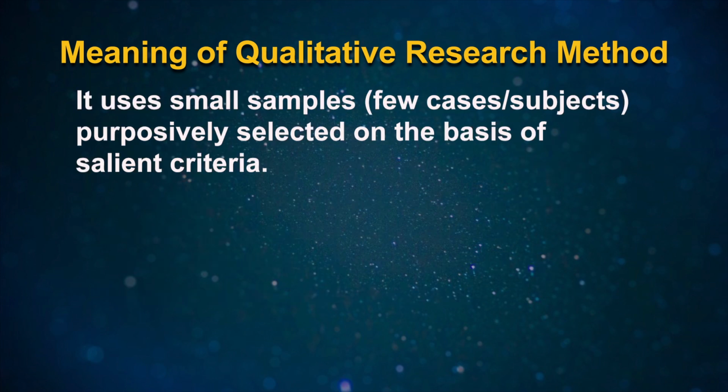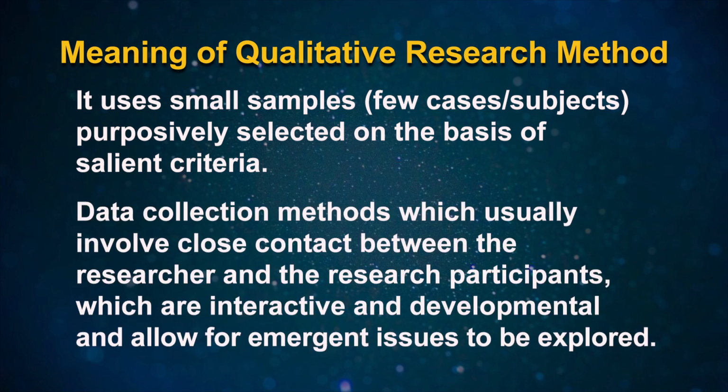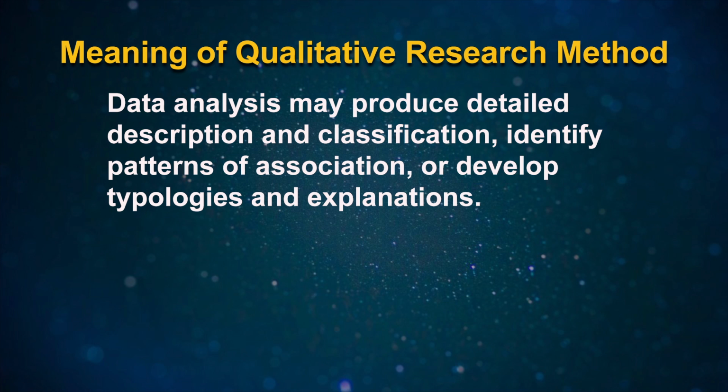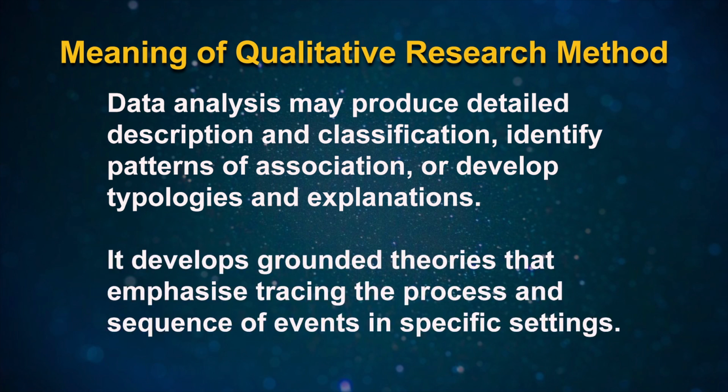Sixth, it uses small samples, purposefully selected on the basis of salient criteria. Seventh, data collection methods, which usually involve close contact between the researcher and the research participant, which are interactive and developmental and allow an emergent issue to be explored. Eighth, data analysis may produce detailed description and classification, develop patterns of association, or develop typologies and explanations. Ninth, it develops grounded theories that emphasize tracing the problems and sequence of events in specific settings.